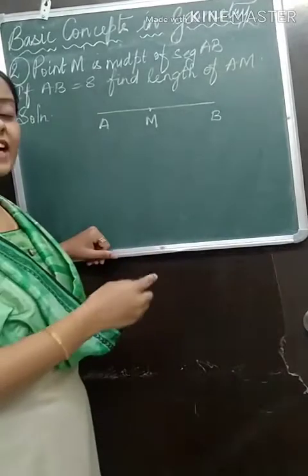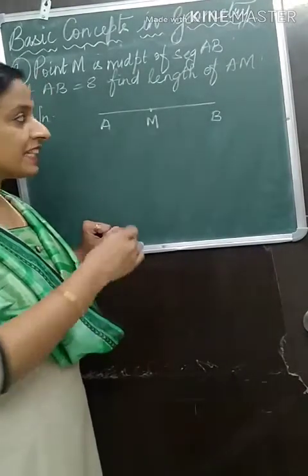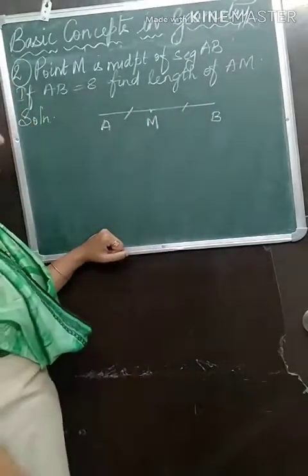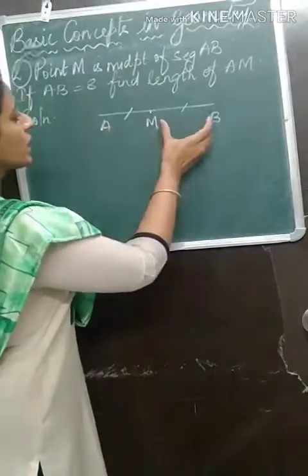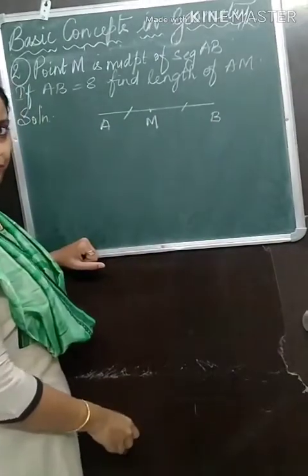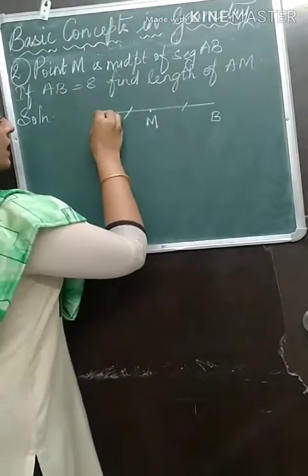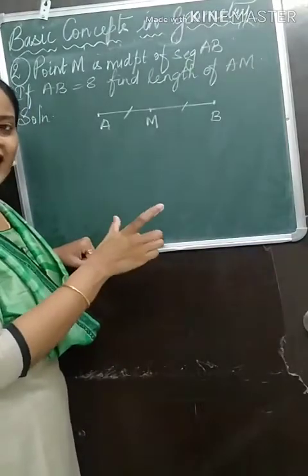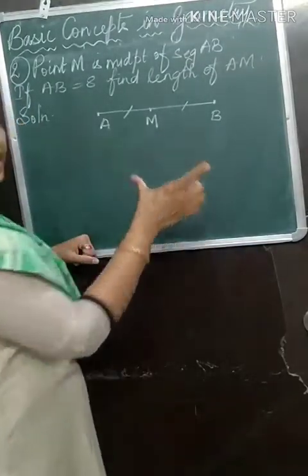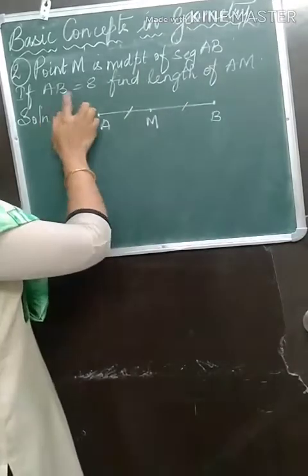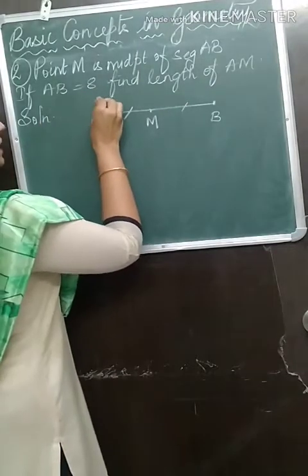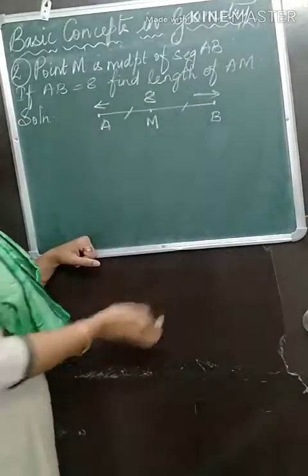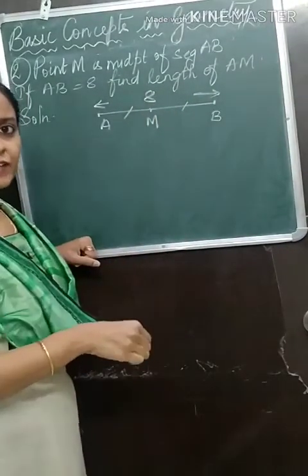How will we show that M is the midpoint in this figure? By putting these identical marks, which means AM is equal to MB. AB is the name of the segment. A segment has two end points and fixed length. So, AB is a segment. What is the length of AB? Length of AB is 8 units. Full segment AB is 8 units.